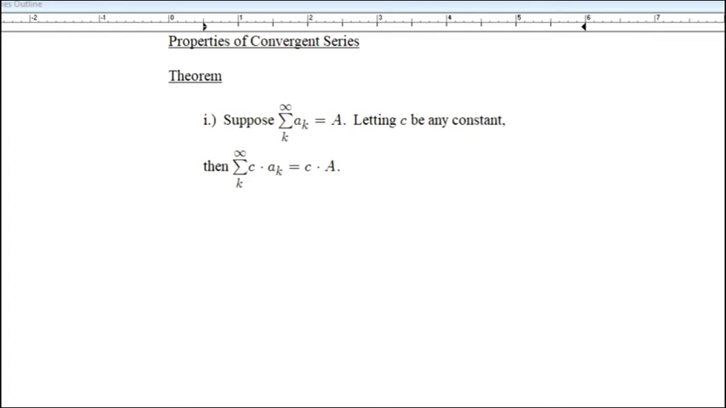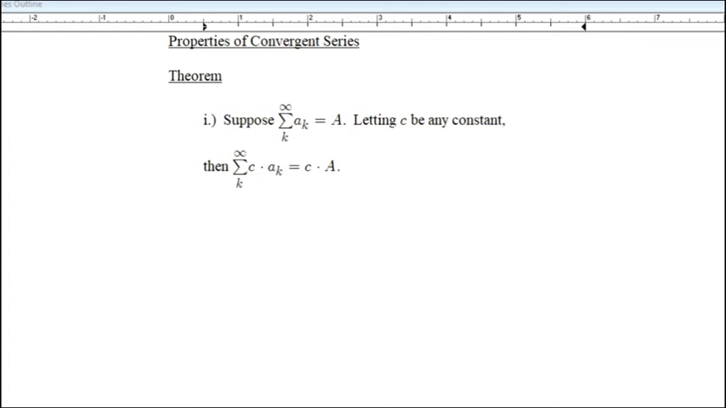The first property is already in view. It just says, suppose that you do have a convergent infinite series and that it converges on the value of A. Letting C be any constant, then what is also true is that a constant multiple of the arguments in a corresponding infinite series will also be convergent, and the value that it will converge on is the constant multiple times A. In a sense, a constant multiple of the arguments of the series does not change the convergent behavior of the series. It will still be convergent, and intuitively it would be C times the value the original series converged to.